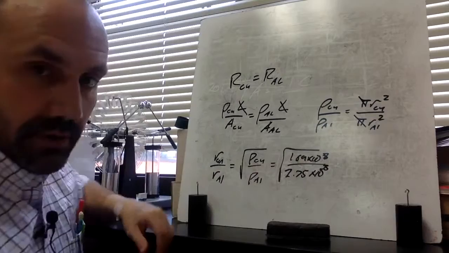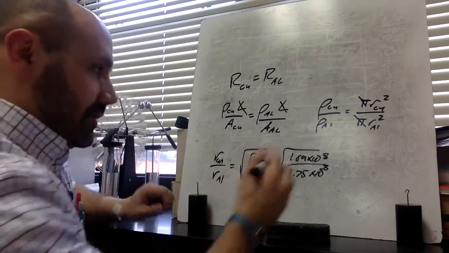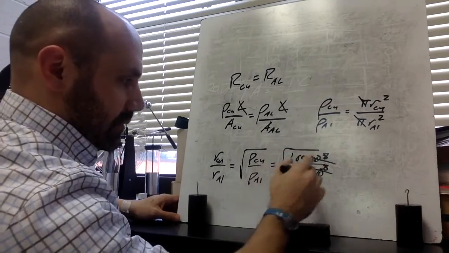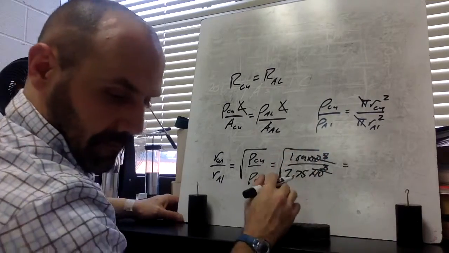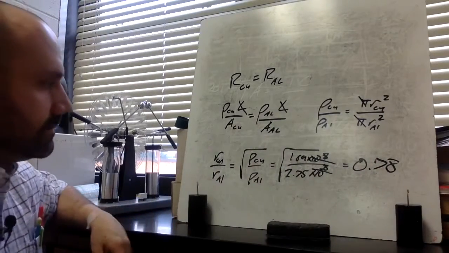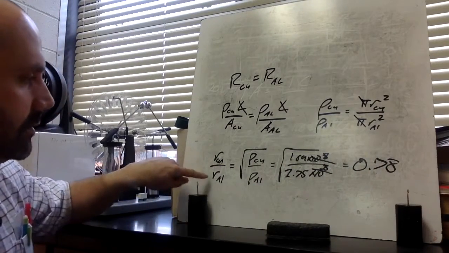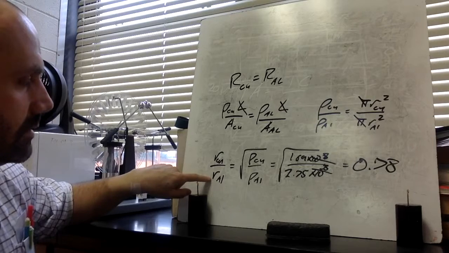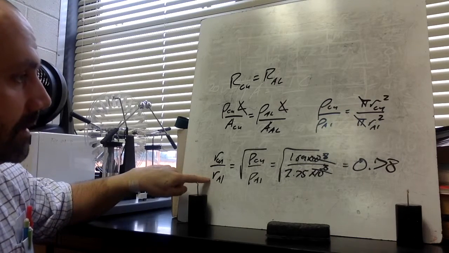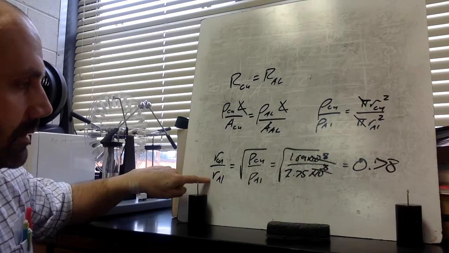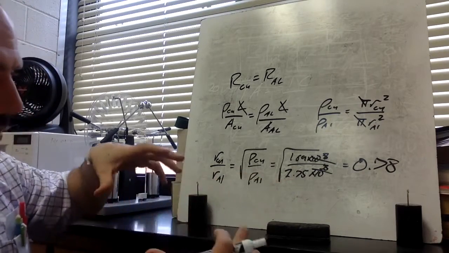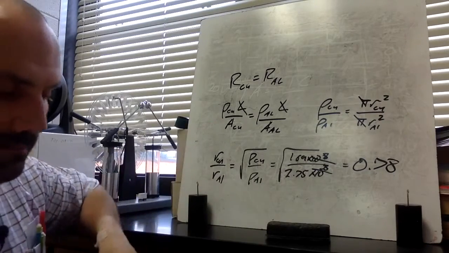Right? Calculator tip, before you punch this into your calculator, cancel those out. So now you're taking the square root of 1.69 over 2.75, and you get 0.78. Right, so that means the aluminum radius is bigger, and that makes sense because it has a higher resistivity, so you need more cross-sectional area to get the same amount of current going through it.